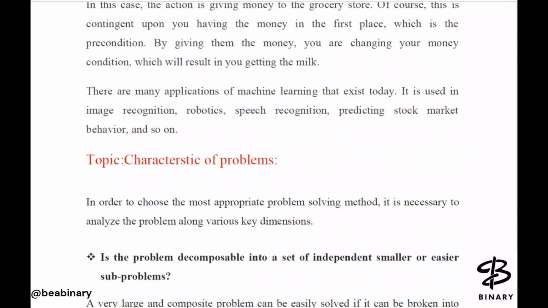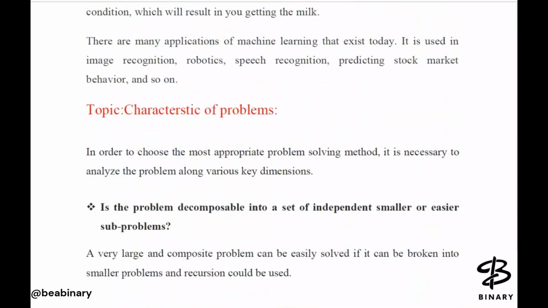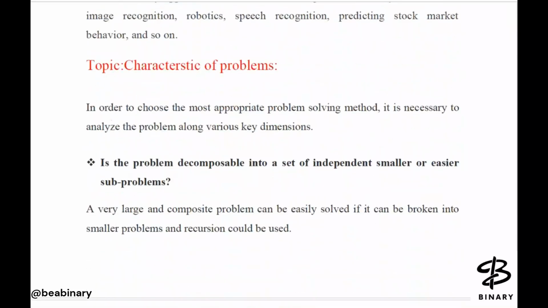Now, what are the different characteristics of a problem? We have talked about a few problems and we have talked about different search strategies that we will discuss in detail. Another thing you need to understand before going into the various search techniques, because the question will come why we are using this search technique, is the characteristics of a problem.